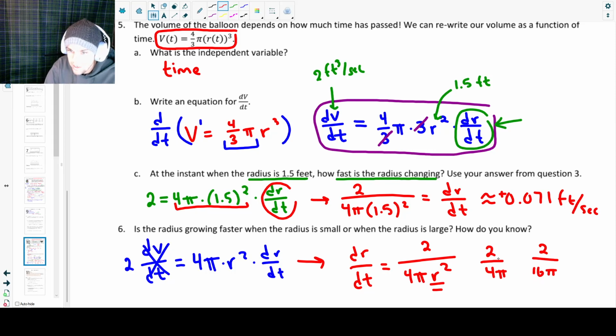Which one of these numbers is bigger, right? This was when r was 1. This was when r was 2. This number is bigger, right? 2 divided by 4 pi is bigger than 2 divided by 16 pi. So you can see here, smaller values of r, because we're dividing by r squared, are going to give us larger rates for how our radius is changing. Again, that's a little bit more technical.